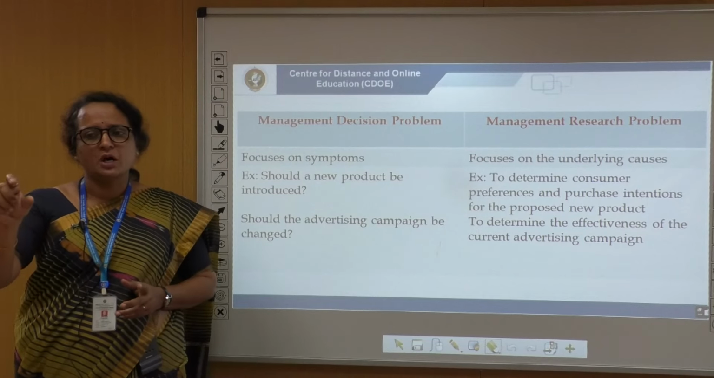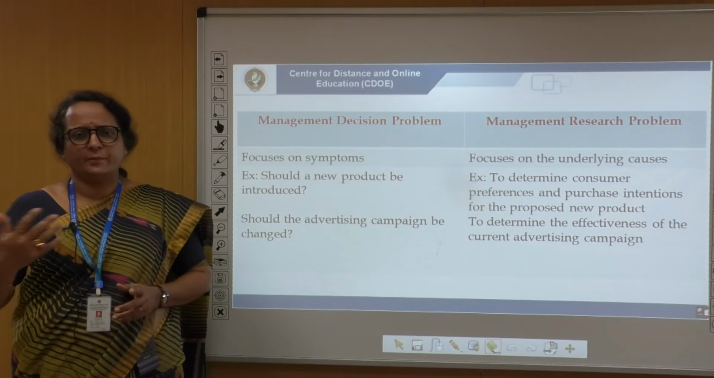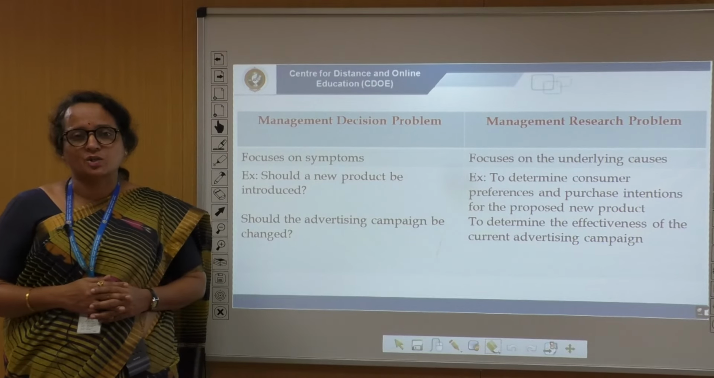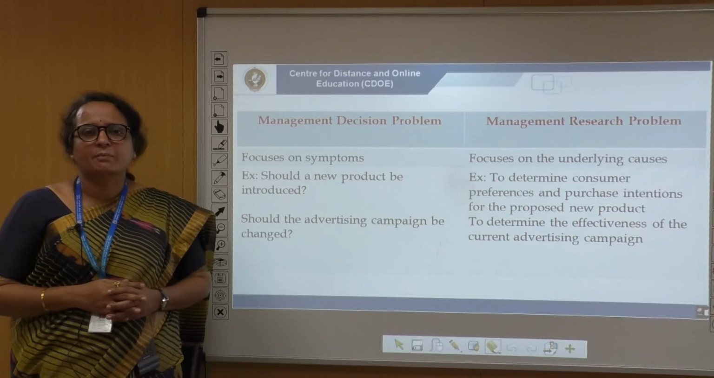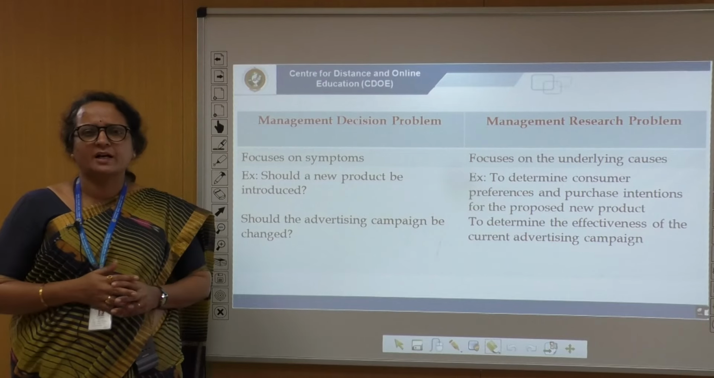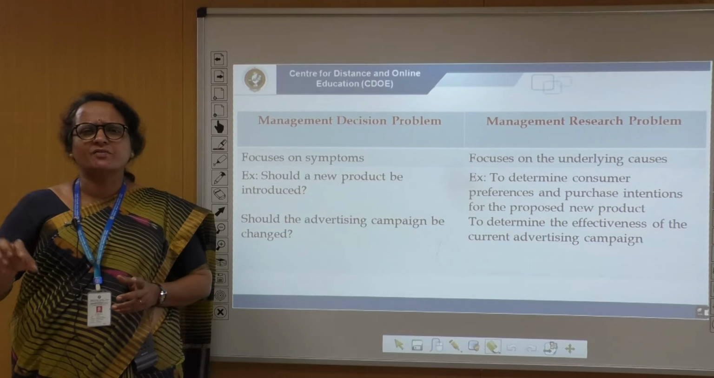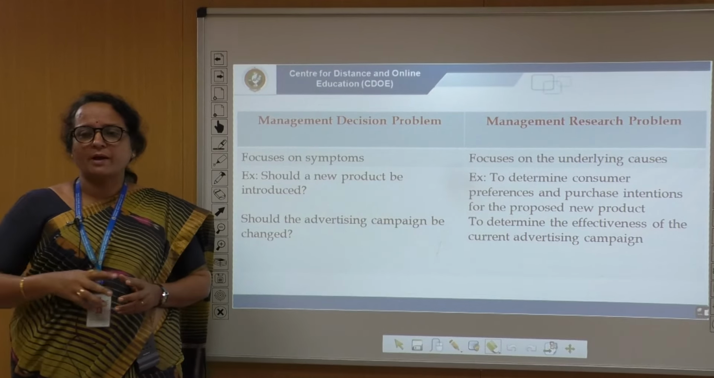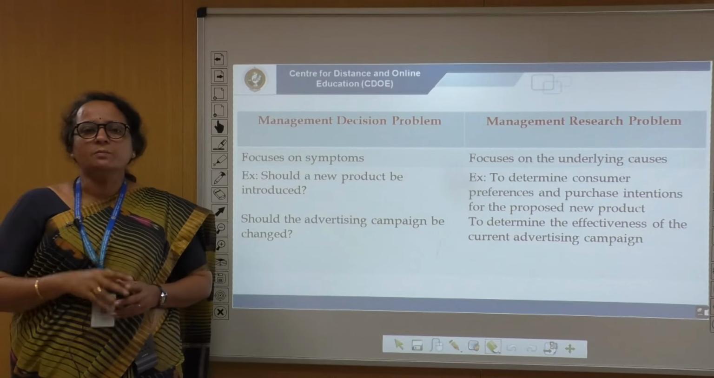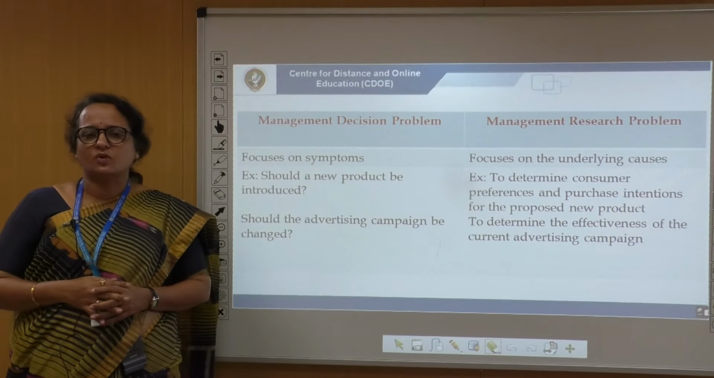The focus of research problem is on underlying causes. They find out why sales are declining or why customers are unhappy. What factors are leading to dissatisfaction amongst the customers? Information is gathered. Why are the sales coming down? What are the reasons behind that? Whether it is because of poor quality, or inefficient advertising, or inefficient sales promotion activities, etc. So they will identify the root causes of the problem. So management research problem focuses on underlying causes of the problem, whereas decision problem emphasizes identifying the symptoms of the problem.